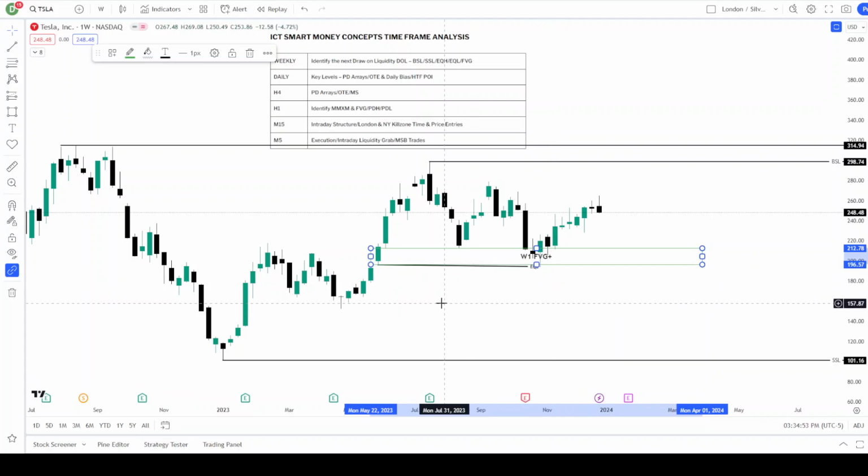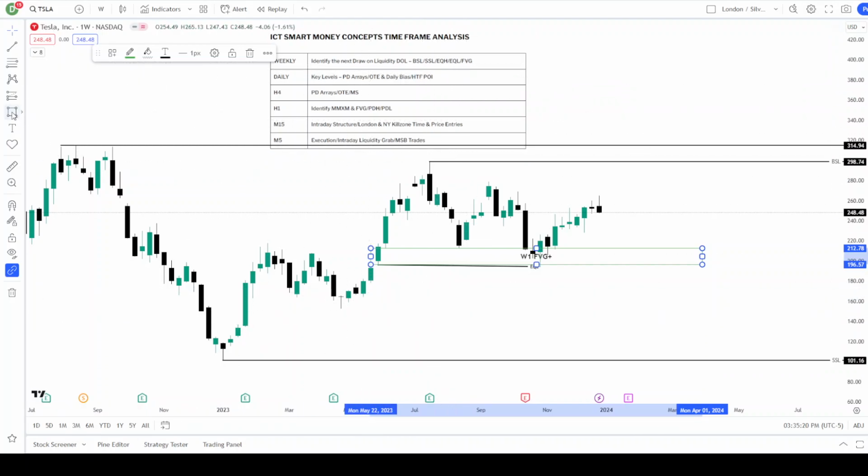That one is of interest to me because right here we saw a change of character. We came down, we came up, we came down, we came back up, we broke here, we had displacement, and we've now traded back into that displacement and found support. So that to me shows an important fair value gap.